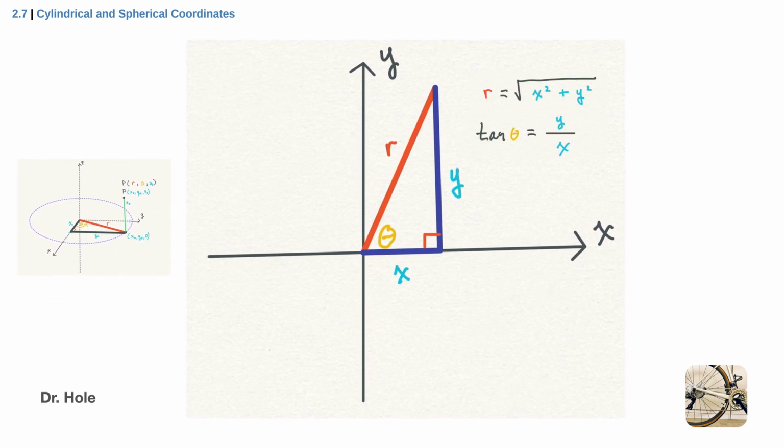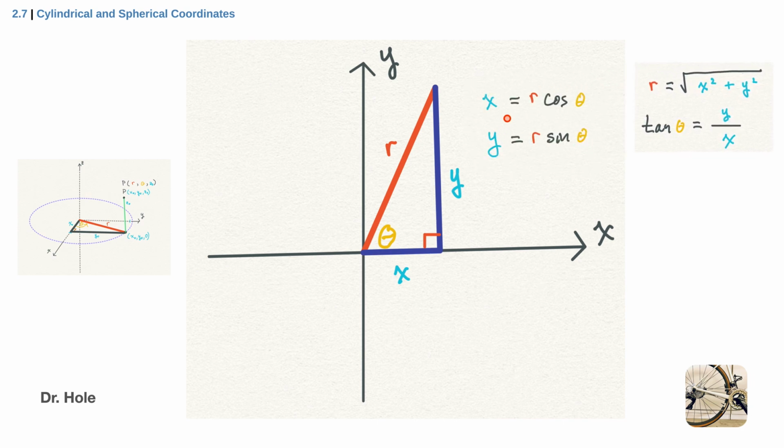Let's look at this right triangle and note that we can write down r as the radical of x squared plus y squared, thanks to the Pythagorean theorem. We can note that tangent of theta is, by standard definition, y over x, or opposite over adjacent.